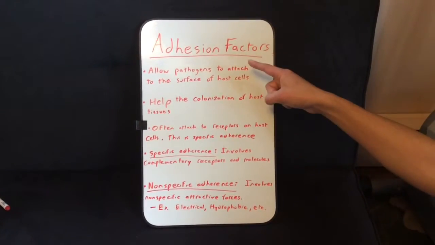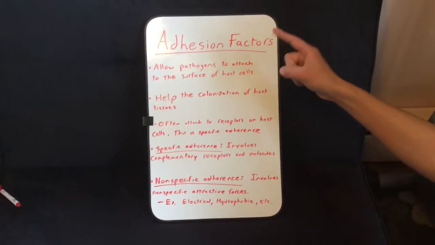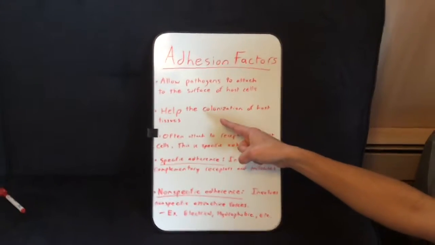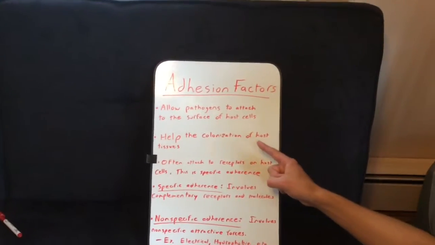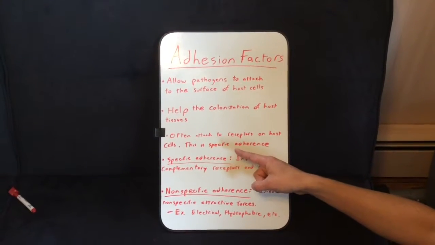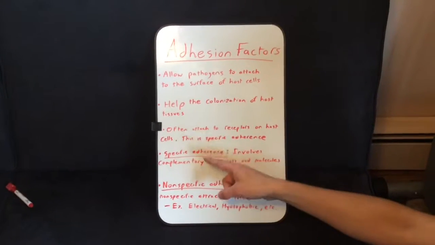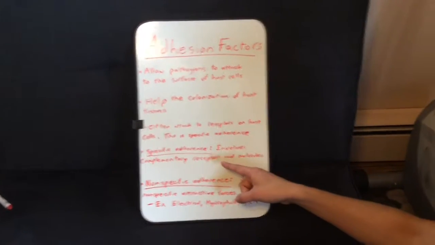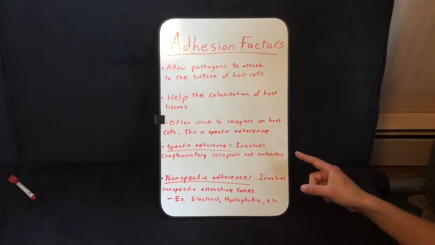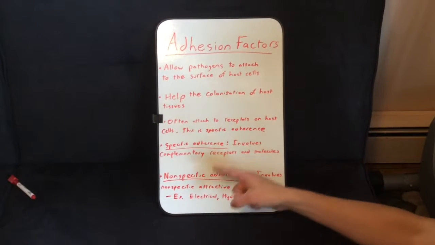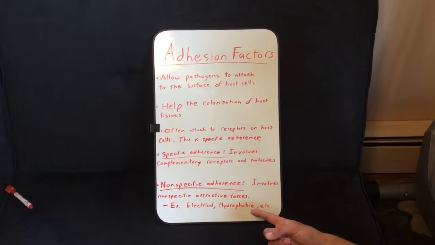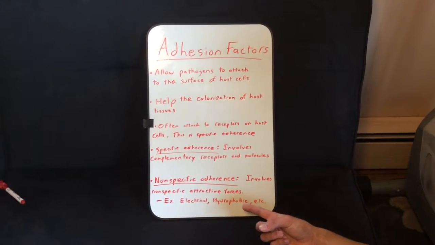Adhesion factors are also another important type of virulence factor. Adhesion factors allow pathogens to attach to the surface of host cells. They help with the colonization of host tissues. Adhesion factors often attach to receptors on host cells. This is an example of specific adherence. Specific adherence involves complementary receptors and molecules. One of these is on the surface of the pathogen, and the other is on the surface of the host cell. Non-specific adherence involves non-specific attractive forces, like electricity, or, say, lipids being hydrophobic or hydrophilic.